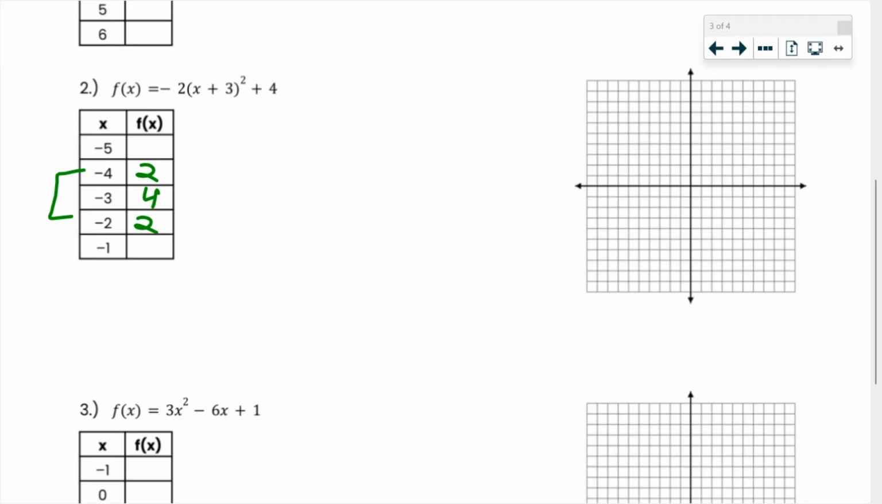Would you rather sub in -5 or -1? Negative 1. I would too. -1 plus 3 is 2, squared is 4, times -2, plus 4 is 4. And there we are.